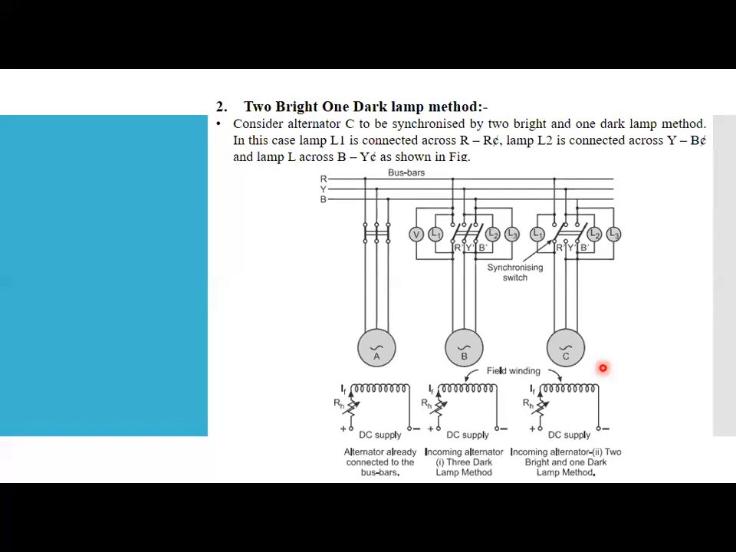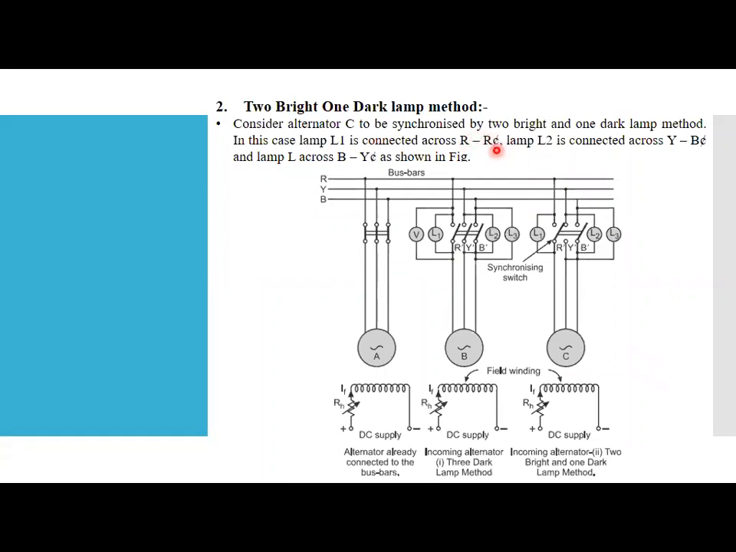So this is bright, and my L3 is connected between B and Y dash. Okay, so when the voltage is the same, R is equal to R dash, then L1 will be dark. But L2 and L3 will not be dark. Why? Because they are connected between YB dash and BY dash. So there is some voltage between these two lamps. So in this condition, my L1 is dark, but L2 and L3 remain bright. Okay, because of the connection.